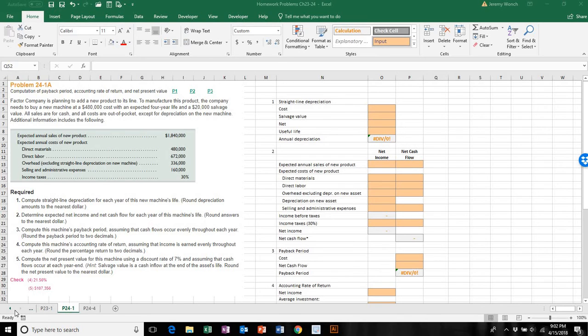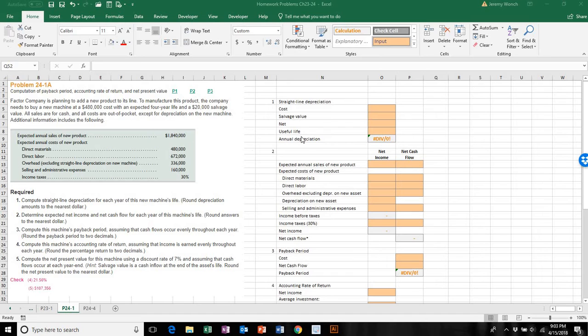So in this one, we have a factory company planning to add a new product line. To manufacture the product, they're going to have to buy a new machine for $480,000 with an expected 4-year life, $20,000 salvage value. All sales are cash. And then it gives us some information on the expected sales of the product and the expected cost to run the product. And so in the first one, it wants us to compute the straight line depreciation on the new machine.